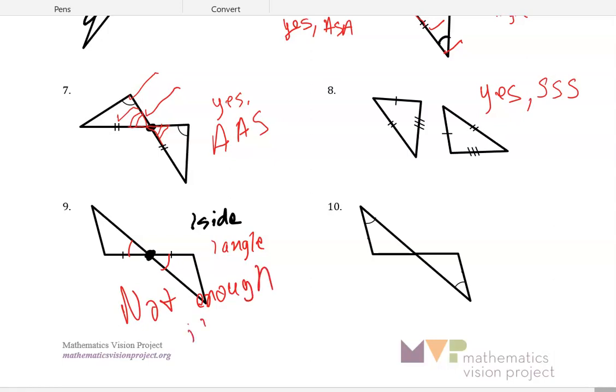enough information for us to determine, hopefully you can read this, sorry. It's hard to write with this thing, bear with me. Not enough information for us to make any sort of a conclusion.